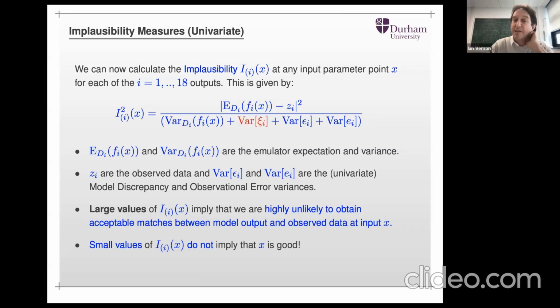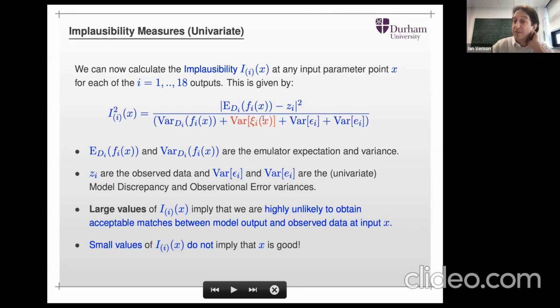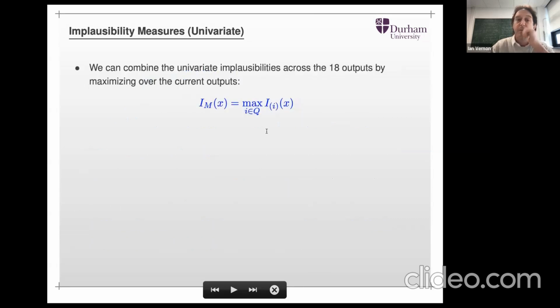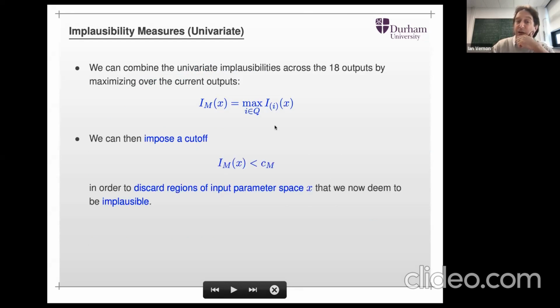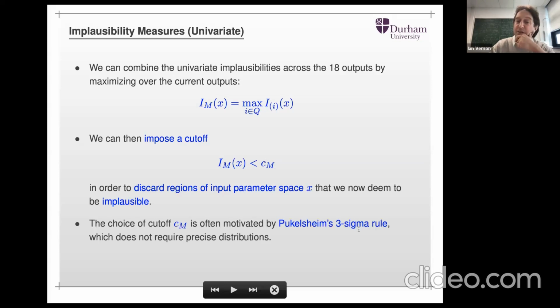point. Or if you have a stochastic model, you get an extra variance there due to the stochasticity. If you've emulated that stochasticity as a function of X, it looks like that. But we won't talk about that too much. We can combine implausibility measures in various ways. We can just maximize over them, and that's all fine. And then we just threshold on them using a very cunning rule called Pukelsheim's 3 sigma rule.